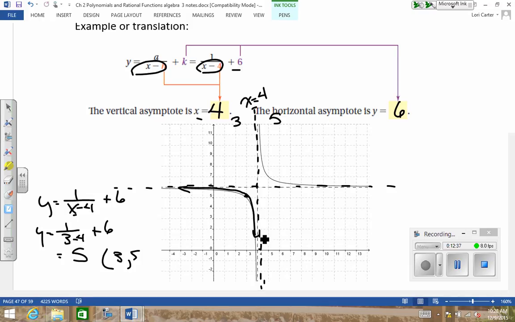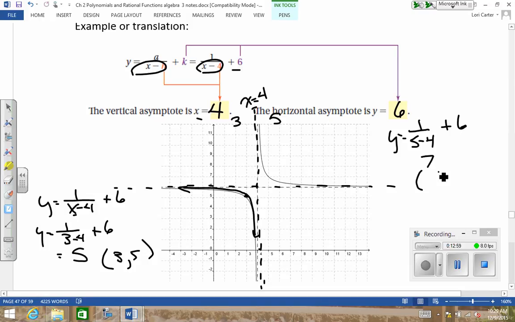So now I'm going to plug in what number? Probably 5. So now we do y equals 1 over 5 minus 4, plus 6. 5 minus 4 is 1. 1 divided by 1 is 1. Answer is 7. So my point is 5 comma 7. So you go to 5, 7, put your dot. It's the turning point every time.